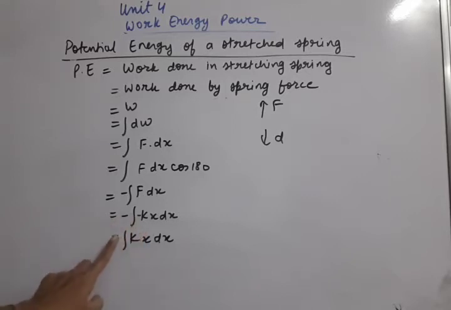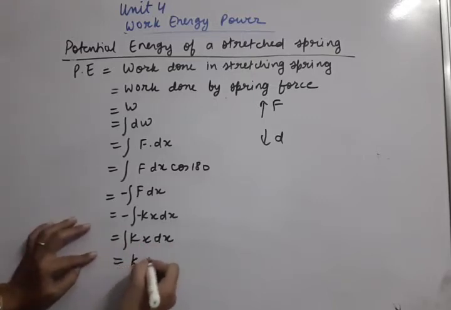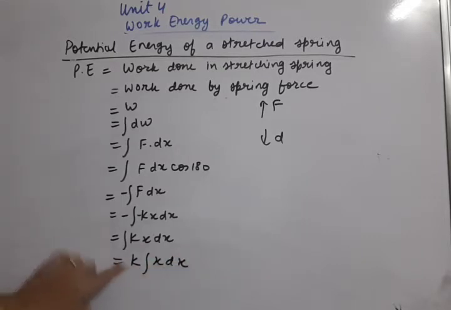So minus minus will get cancelled and kx dx will remain. Now in this also, k is constant, it will come out. x dx will remain inside the integration. Then we have to put the limits.